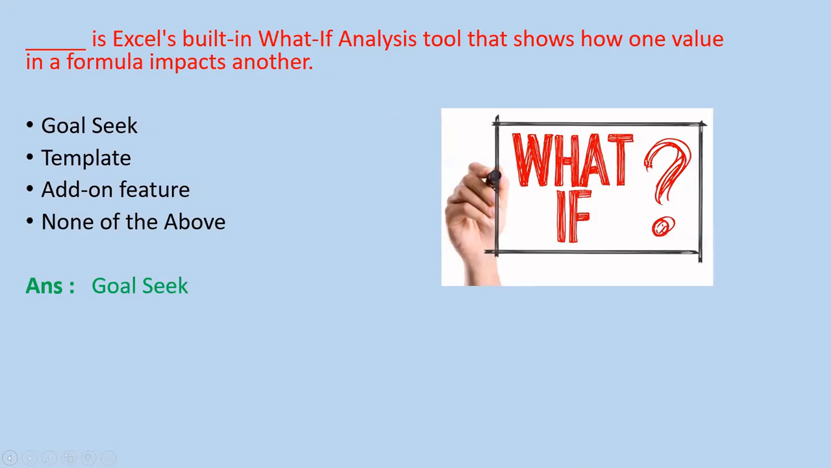What is Excel's built-in what-if analysis that shows how one value in a formula impacts another one? The answer is goal seek. When you go to the Excel what-if analysis, we have the features available, and in this one, goal seek is the one. If one value is changed, automatically the other value also changes. What happens if we change the value is called what-if analysis. It's possible for you to do the task using the goal seek feature. The Excel template and add-on feature are wrong answers.